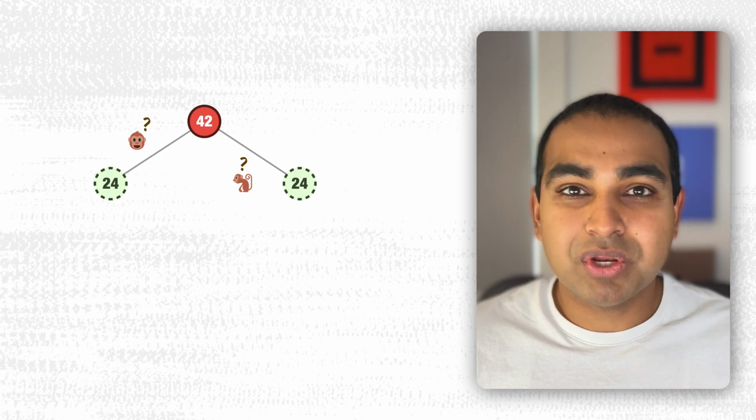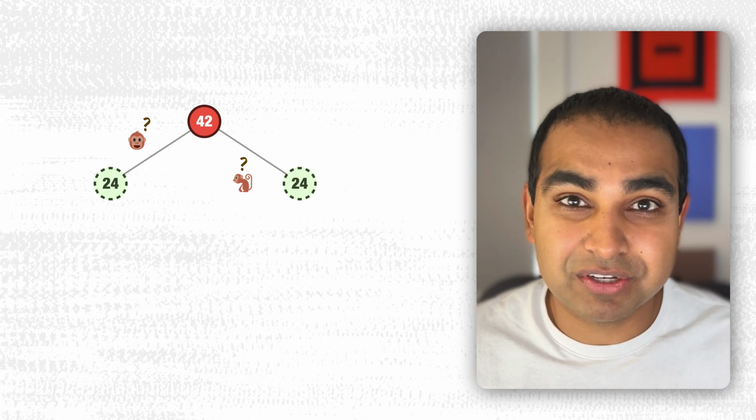In this case, we know that 24 is less than 42, so it goes left, and it now becomes a child on the left side of 42. So we have a binary tree at the end of the day, and the left child happens to be 24, but because of the ordering, it's a binary search tree.